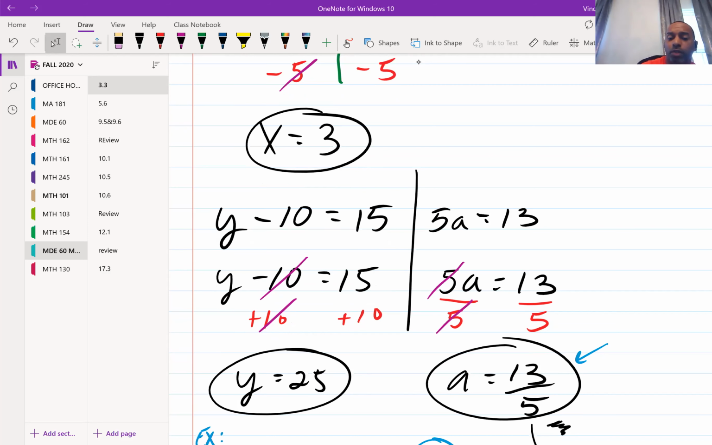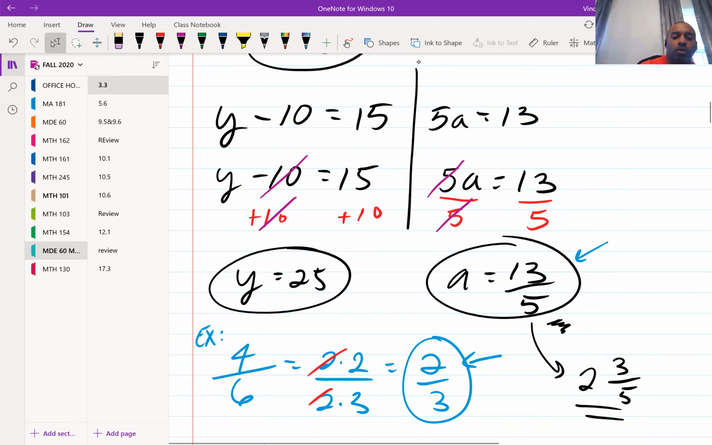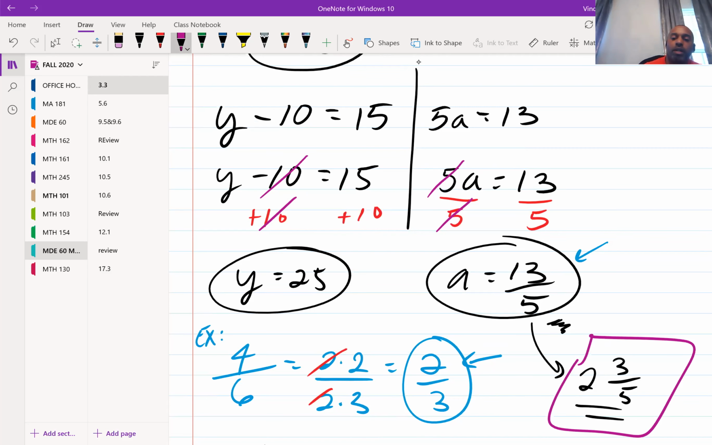Now, they do expect you to reduce. In other words, if I have 4 over 6, you can reduce it because 4 is 2 times 2, and 6 is 2 times 3. So your final answer would be 2/3. They do expect you to do that type of process. So if this 13 over 5 could have been reduced, then they would have expected you to do that, but you do not have to break it down to 2 3/5. Okay, just making sure we're clear on what you have to do and what you do not have to do. Everybody good?